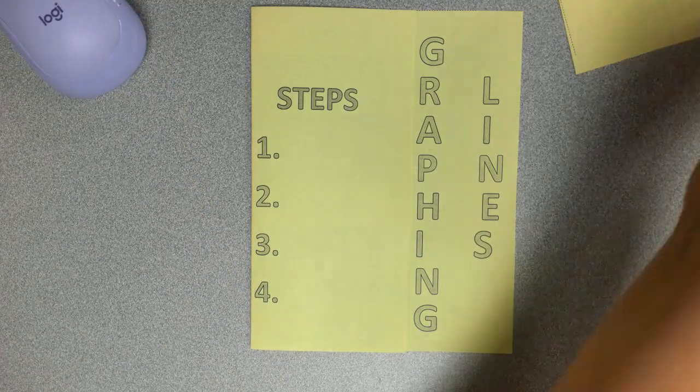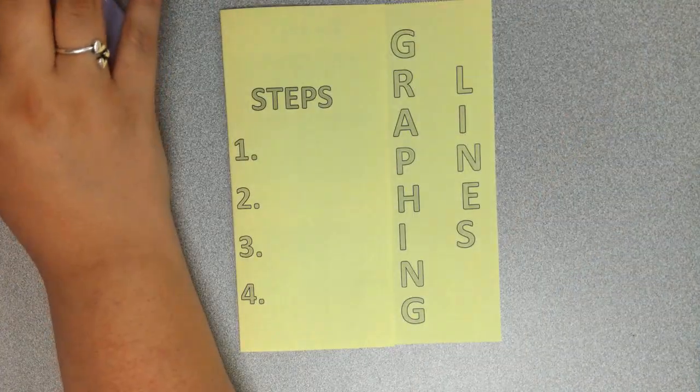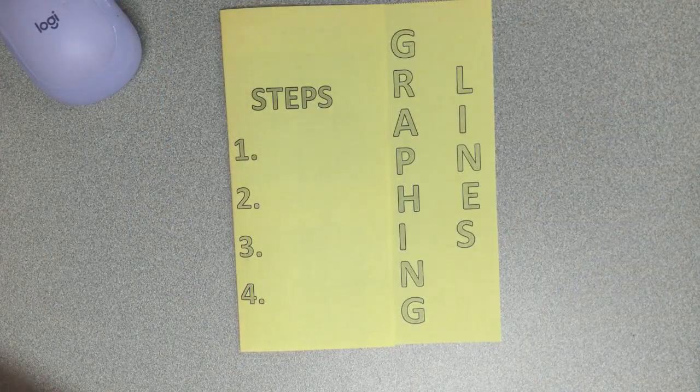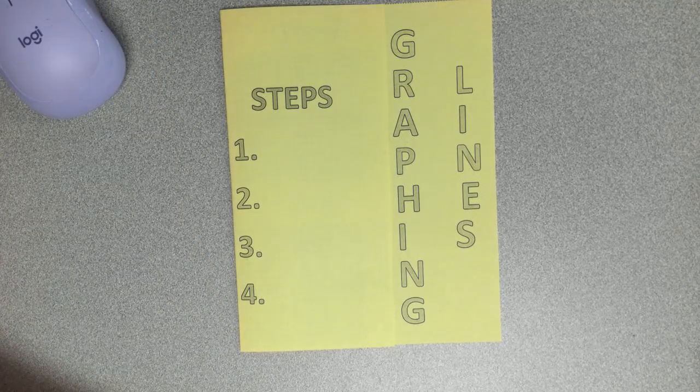So in order to graph lines, there are going to be 4 steps we are going to do. Do you remember the 2 different types of linear equations there are? One of them is slope-intercept form. Do y'all remember that? Y equals mx plus b.